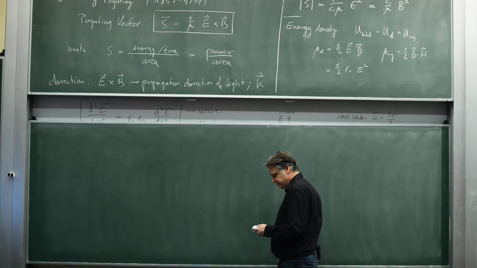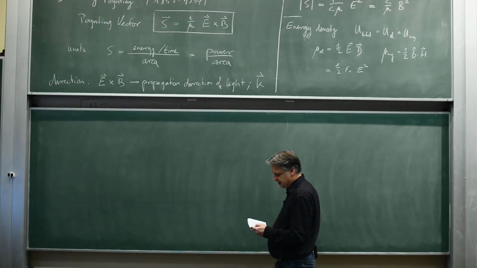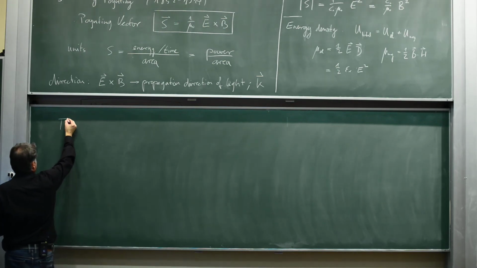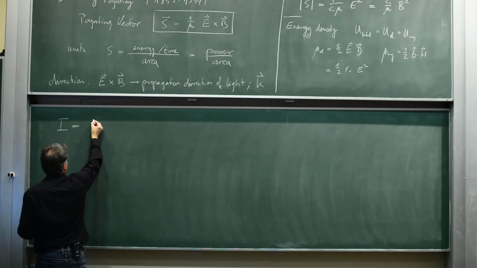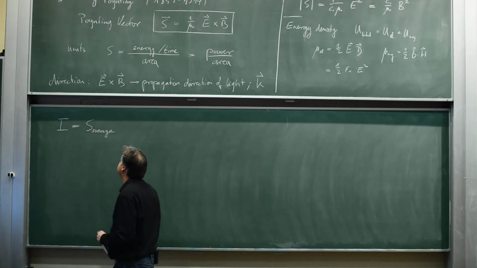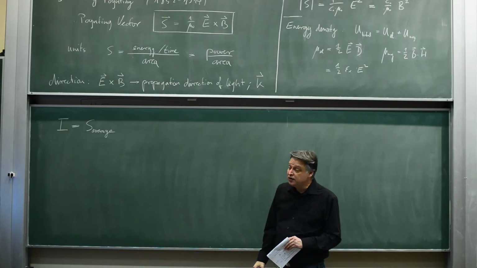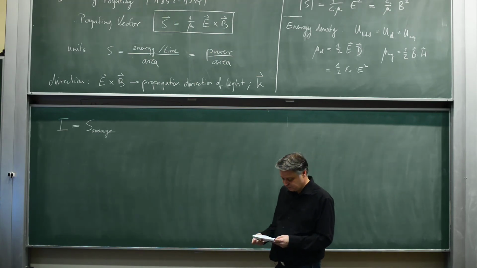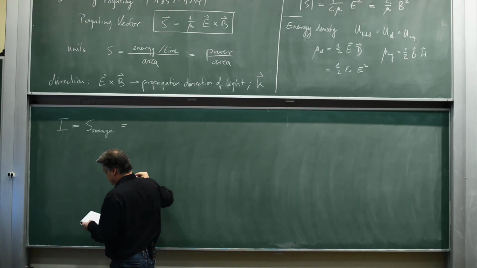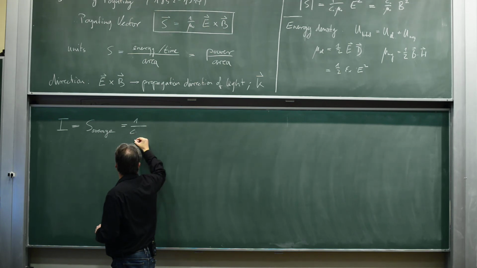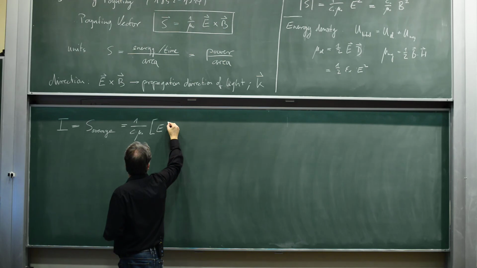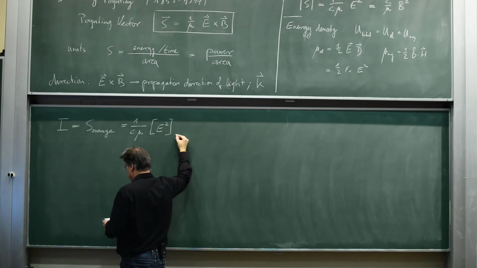Another consideration, what's the average? Finally, the intensity is the average of the Poynting vector. So, and that's in our straightforward explanation here, 1 over speed of light times mu naught times E squared averaged.